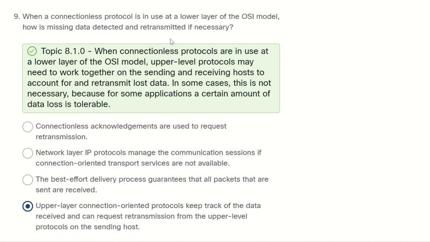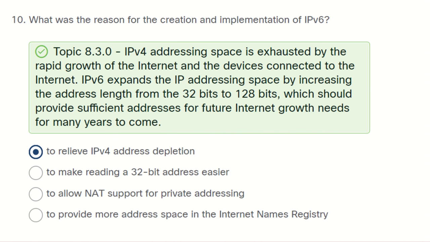When a connectionless protocol is in use at a lower layer of the OSI model, how is missing data detected and retransmitted if necessary? Upper layer connection-oriented protocols keep track of the data received and can request retransmission from the upper level protocols on the sending host. When connectionless protocols are in use at a lower layer of the OSI model, upper level protocols may need to work together on the sending and receiving host to account for and retransmit lost data. In some cases, this is not necessary because for some applications, a certain amount of data loss is tolerable.